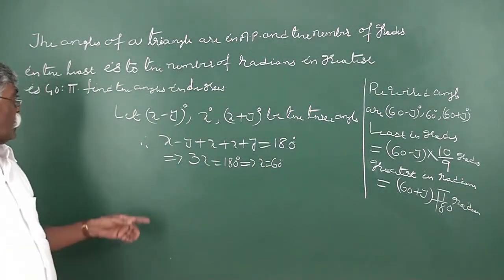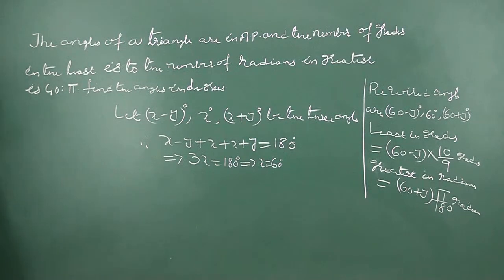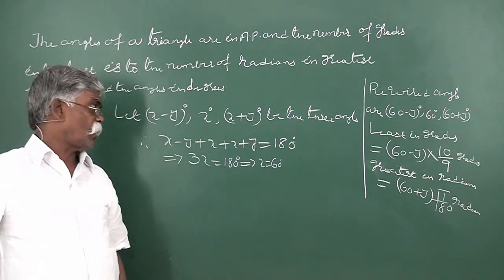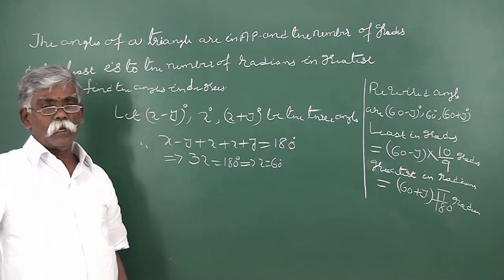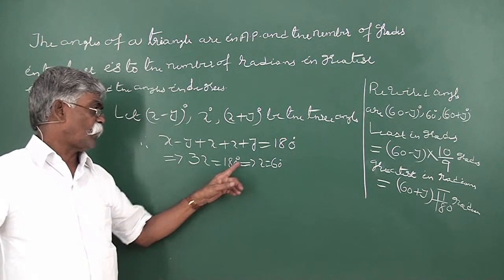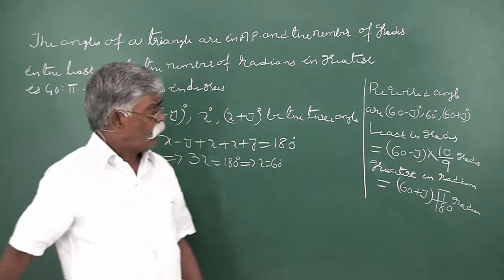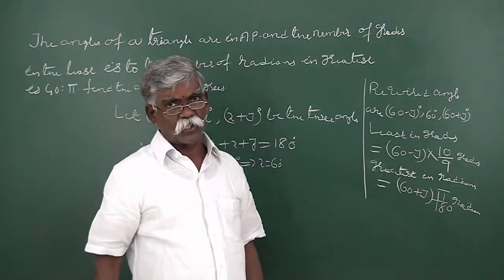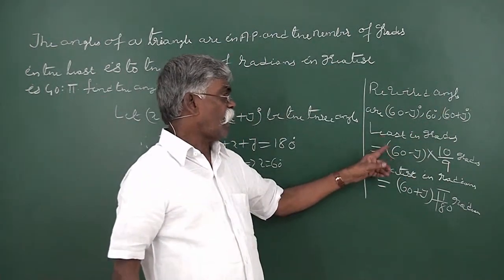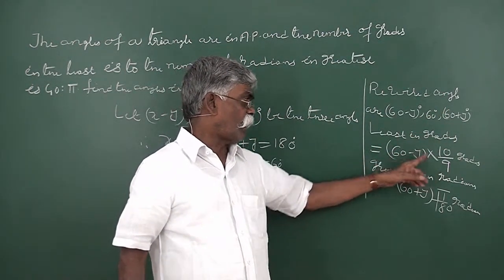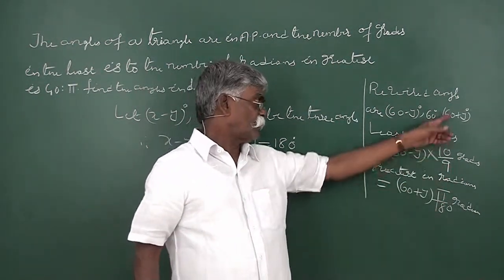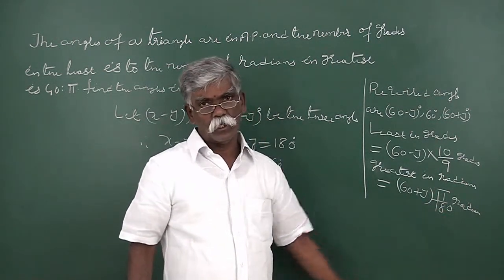So the first one, we have taken the three angles to be x minus y, x and x plus y, because they are in AP, and sum of the three angles is 180 degrees. Thereby 3x is equal to 180, and x is equal to 60. Hence the required angles become 60 minus y, 60 and 60 plus y. The least angle in grades is 60 minus y into 10 by 9 grades. The greatest in radians is 60 plus y into pi by 180.